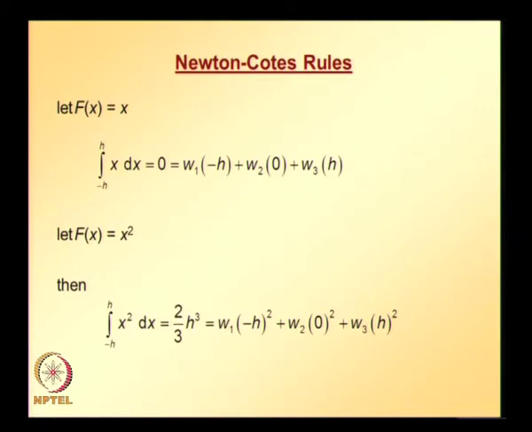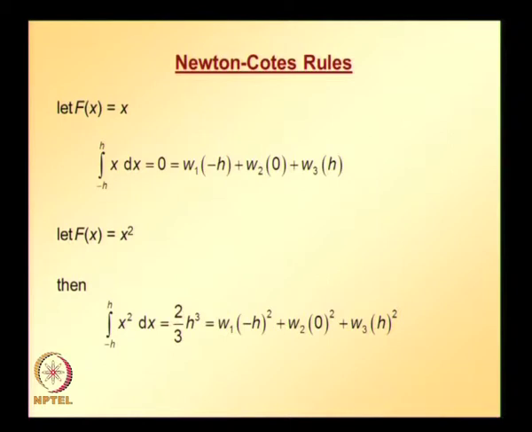So we are going to get some non-zero value, which turns out to be 2 over 3 h cube, equal to W1 times function evaluated at x1. Since x1 is the same as minus h, that is going to be minus h square. W2 times function evaluated at x2, x2 is the same as 0, so it is going to be 0 square. W3 times function evaluated at x3, x3 is h, so the function is h square. So it becomes W3 times h square. That is how we obtain this equation.